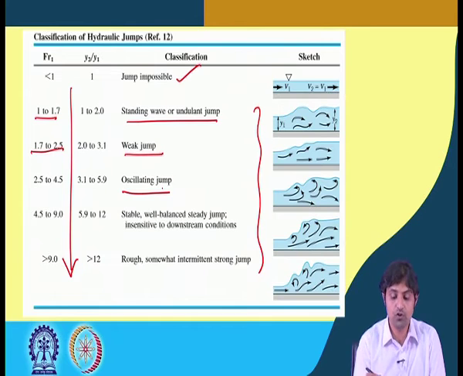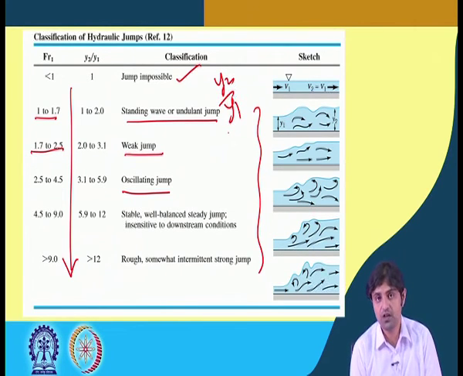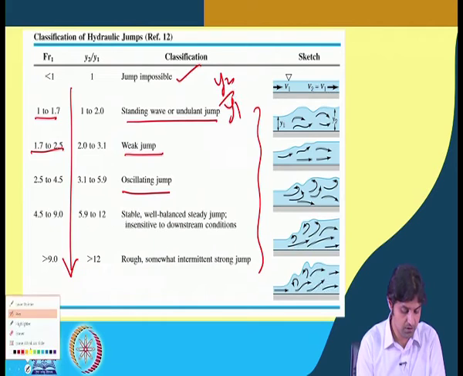Other than that, two formulas are important: y2 by y1, the depths y2 and y1 in terms of the Froude number at location 1, and also the head loss. But if you know y1 and y2, you can always use the energy equation to find out the head loss. All right.